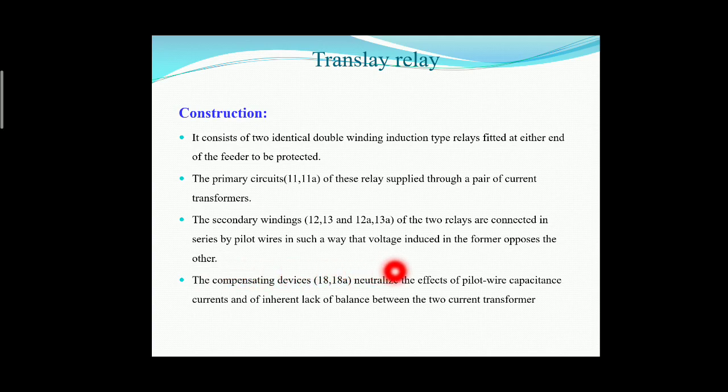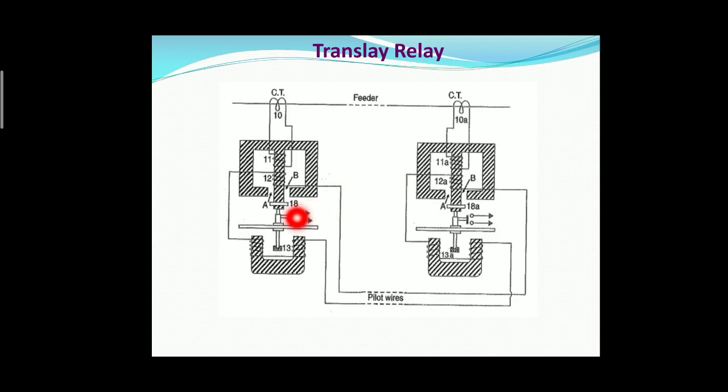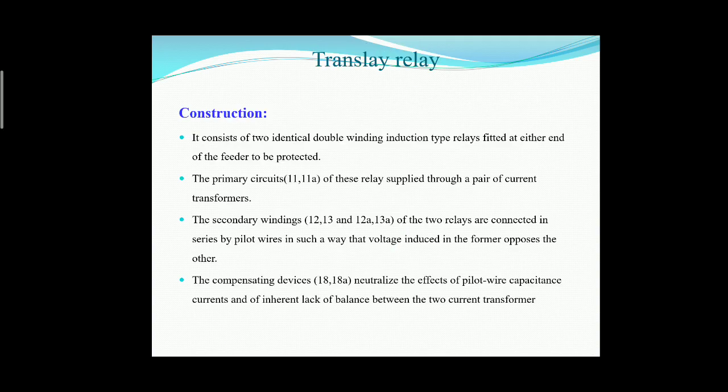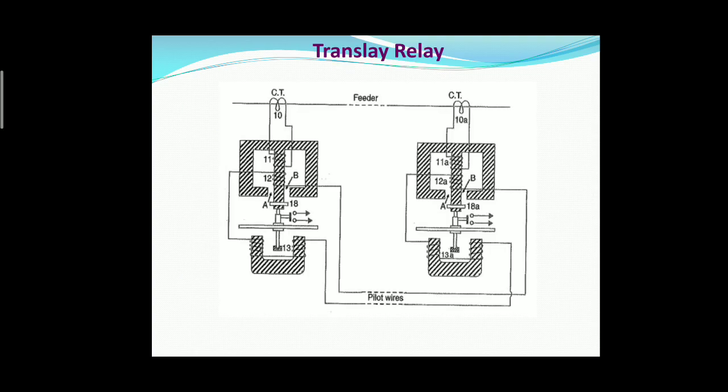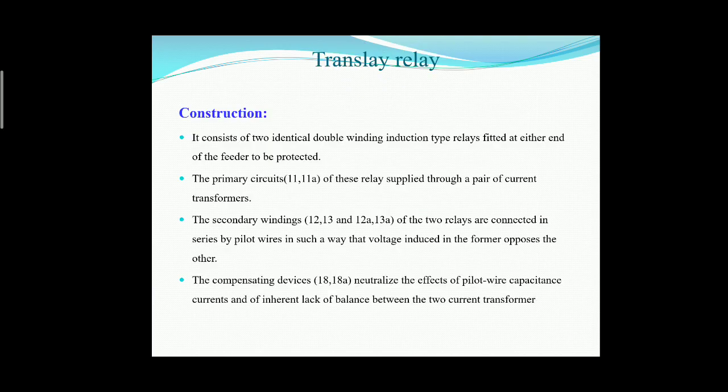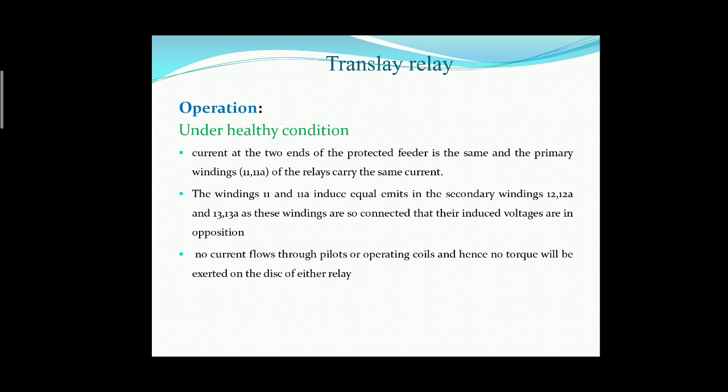The compensating devices 18 and 18A neutralize the effect of pilot wire capacitance currents and of the inherent lack of balance between the two current transformers. Okay, this is the construction of a translay relay.